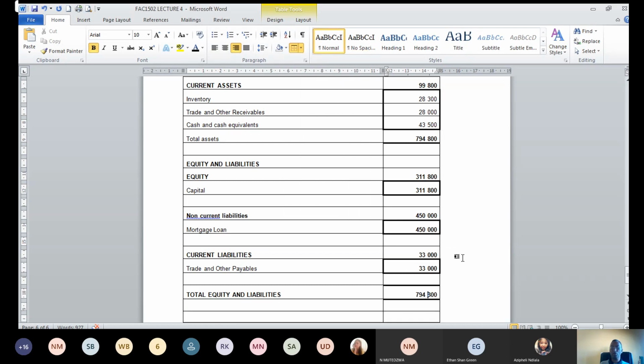And in your statement, you can now see that you have proven that your assets, which is the top part, was equal to your bottom part there, the 794,800 Rand.